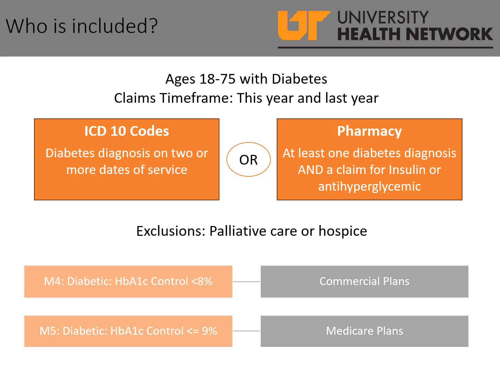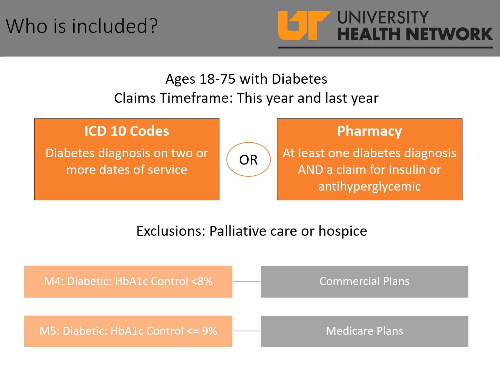The patient can qualify for the measure in one of two ways. First, the patient will qualify if they have a diagnosis of diabetes on 2 or more dates of service during the 2-year claims period. The second way is when there's at least one claim for a diabetes diagnosis, along with a pharmacy claim for insulin or an anti-hyperglycemic medication.